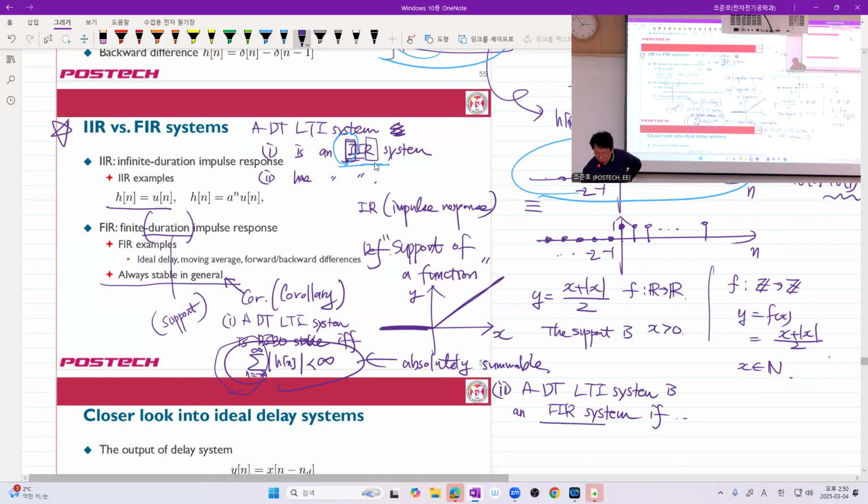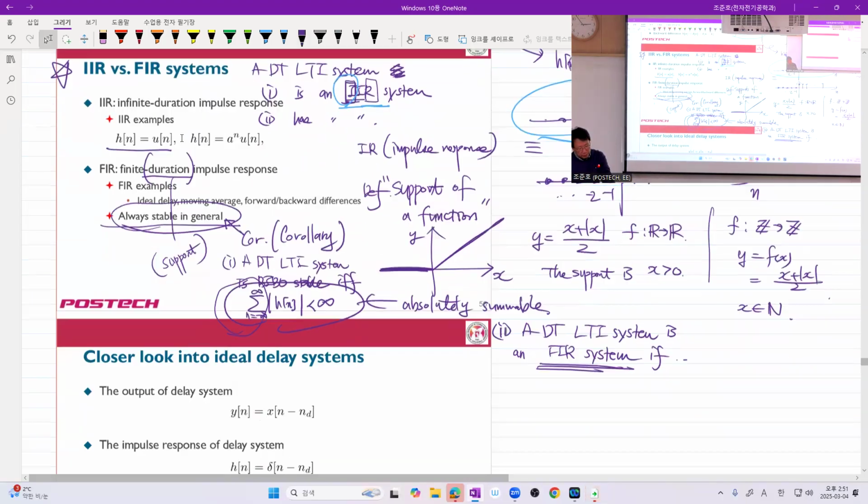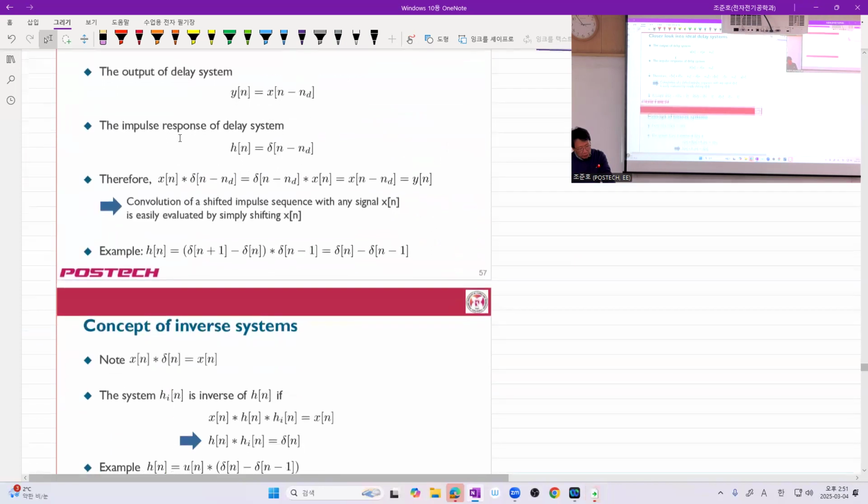So an FIR DT LTI system is always BIBO stable. Sometimes in control theory, you need your system to be BIBO stable. And you design a system that always has a finite impulse response. Then your system is guaranteed to be BIBO stable. So this is the way to enforce your system to be BIBO stable. Okay, this part I will skip.